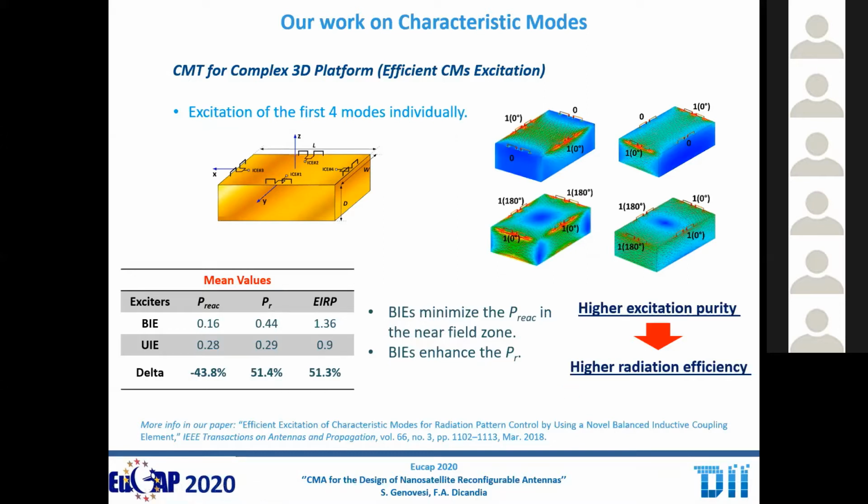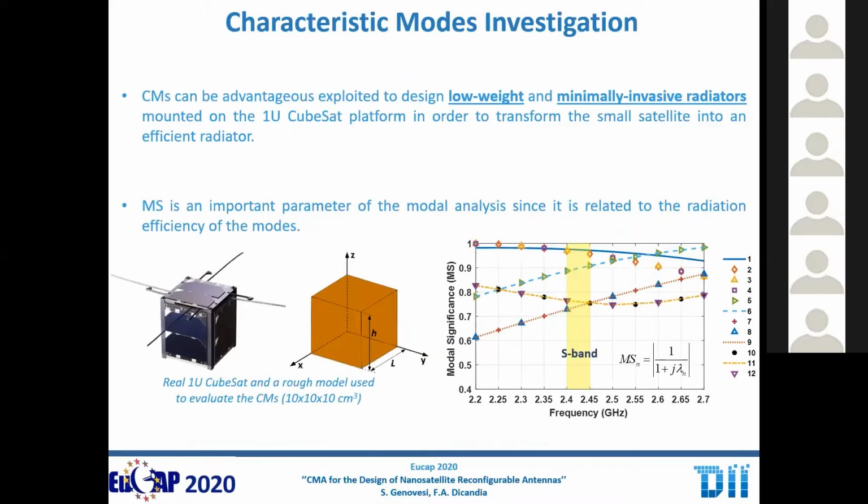So we think that this new kind of exciter could be helpful in designing a small and low weight antenna for the CubeSat. Of course, we cannot cut the platform or make big changes. We need to be really minimally invasive. So we started by considering a simple model for the CubeSat, just a cube. And then, of course, we performed the characteristic mode analysis.